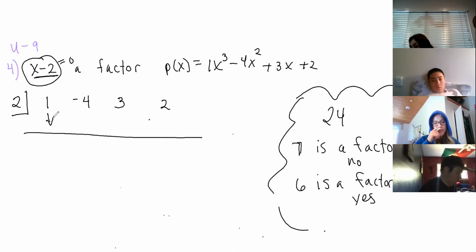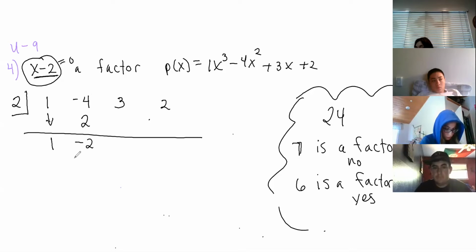Marita, do you remember how to do synthetic? I kind of remember. Okay. You drop the first number. I'll start you off. You drop the first, and then you multiply. 2 times 1 is 2. And then you add. That gives you -2. Then again you multiply the 2 and the -2. That gives you -4.